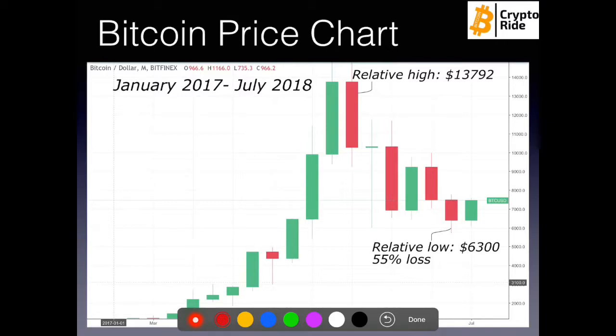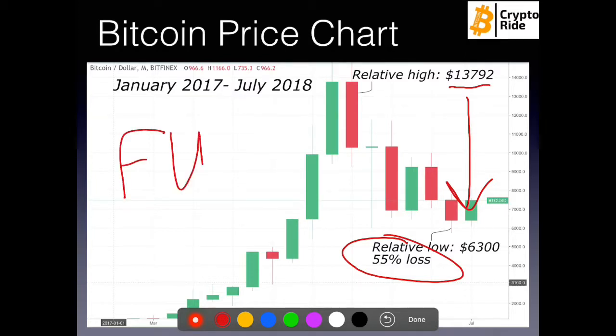Now, we had our relative high of almost 14K, 13,792. Then we dropped all the way down to $6,300 for a 55% loss. If you include the spikes, it's over a 70% correction. That has a lot of people panicking, and it had a lot of people selling, right?